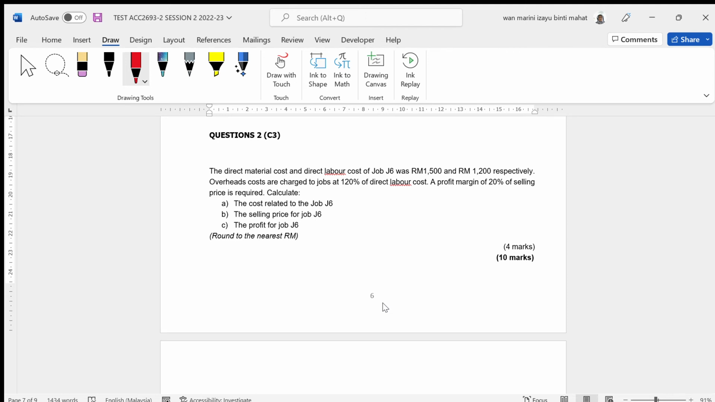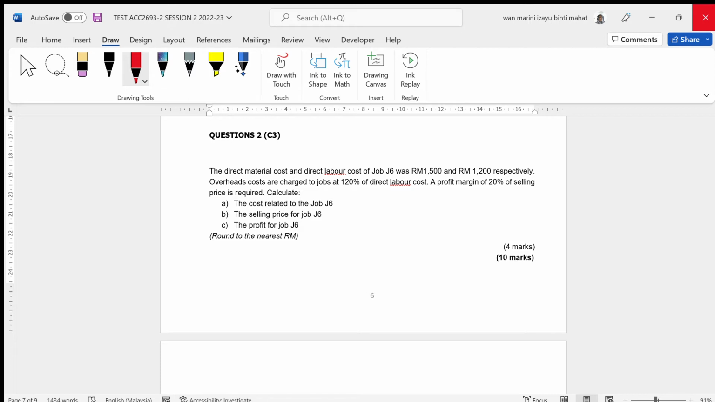Okay, now let us have a look at question 2. Right. Question 2, only 4 marks. So this is a very easy question, right? You might come across this type of question when you do the final. Okay, so please listen carefully, right? So how do you answer this type of question?